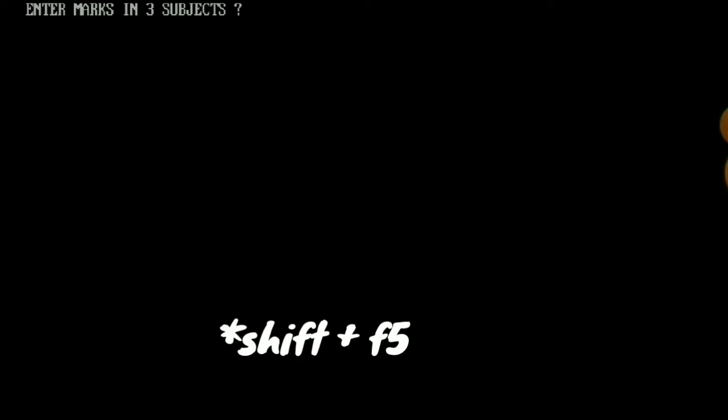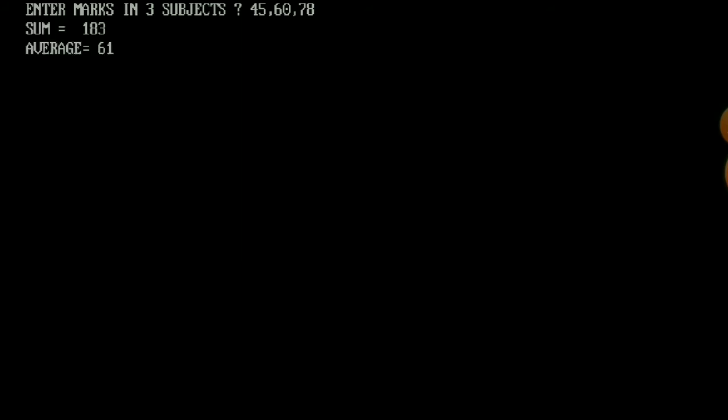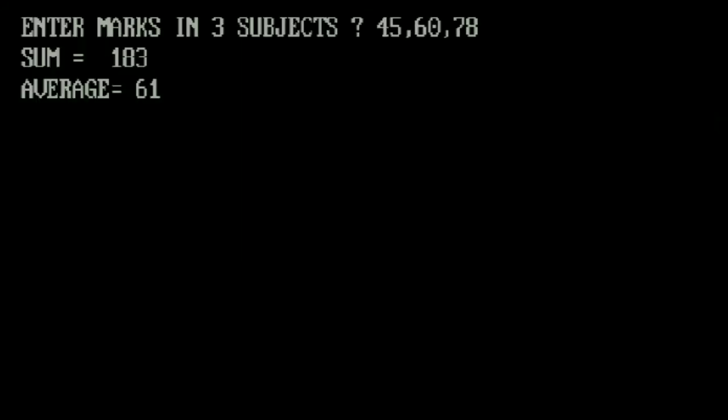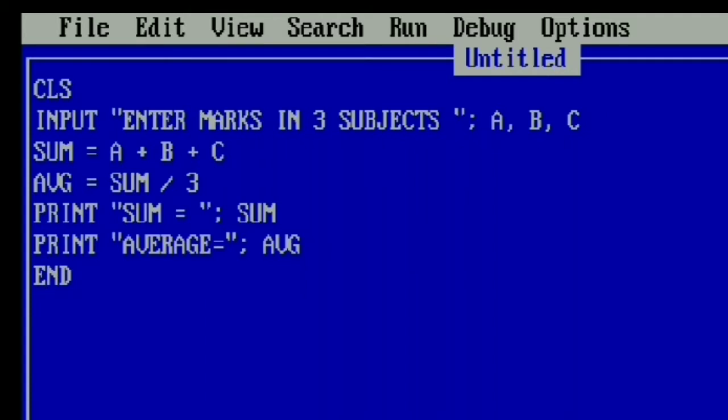And now pressing F5, here is our output screen. So we'll be entering 3 numbers over here, which are 45, 60 and 78. Pressing enter, it will show the average and the sum of the 3 numbers.